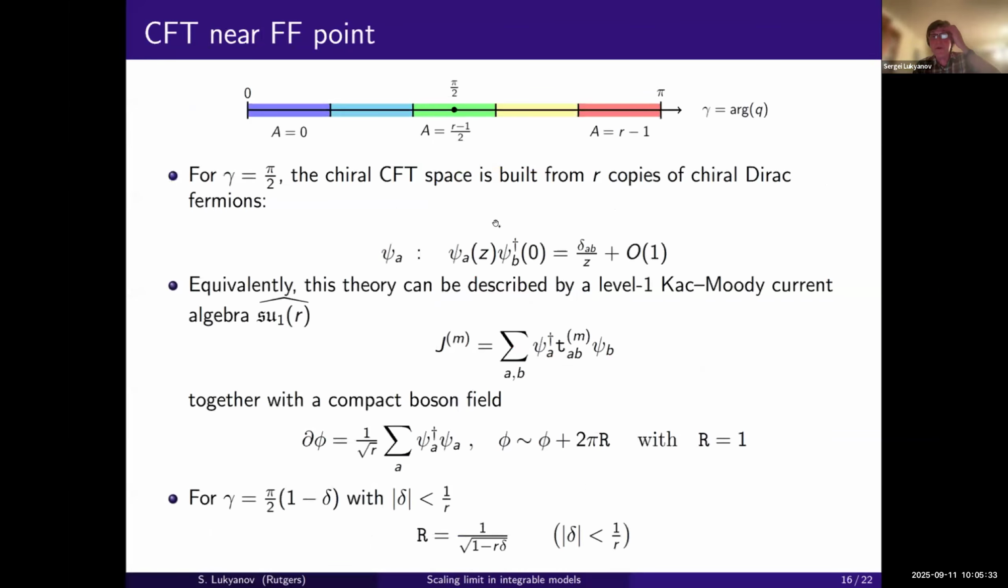So in this case, the field theory contains R copies of Dirac fermions at the free fermion point. Or equivalently, we can classify the states using the SU(R) Kac-Moody algebra at level 1, together with a compact boson. And the deformation from the point would correspond to the change of the compactification radius. So basically, the picture of the field theory is rather clear.